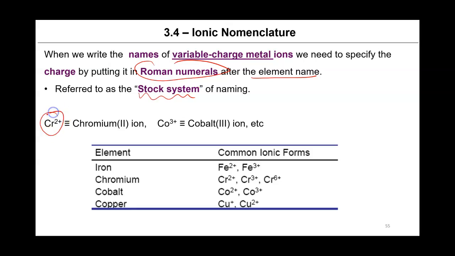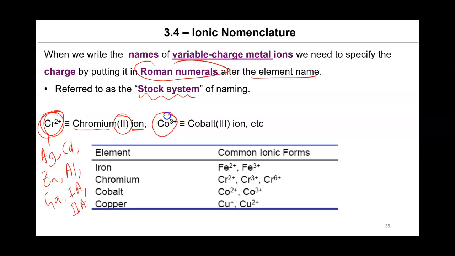So Cr2+, we know that Cr is not silver, it's not cadmium, it's not zinc, it's not aluminum, it's not gallium, it's not in group 1A, it's not in group 2A, so we need to specify the charge. And it's pretty simple. You give the name of the metal, followed by the charge in Roman numerals, and then you just add the word ion to the end.